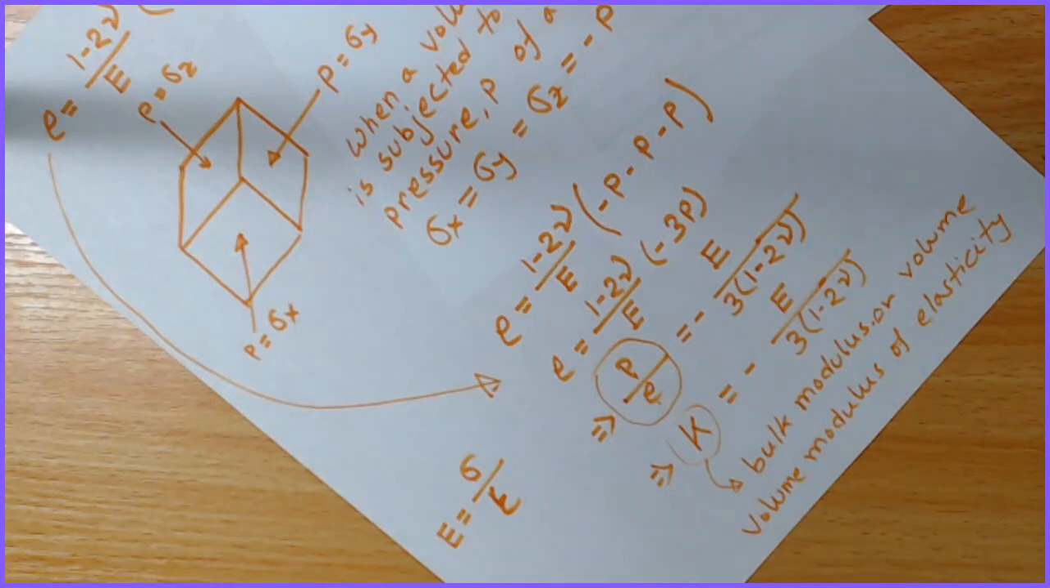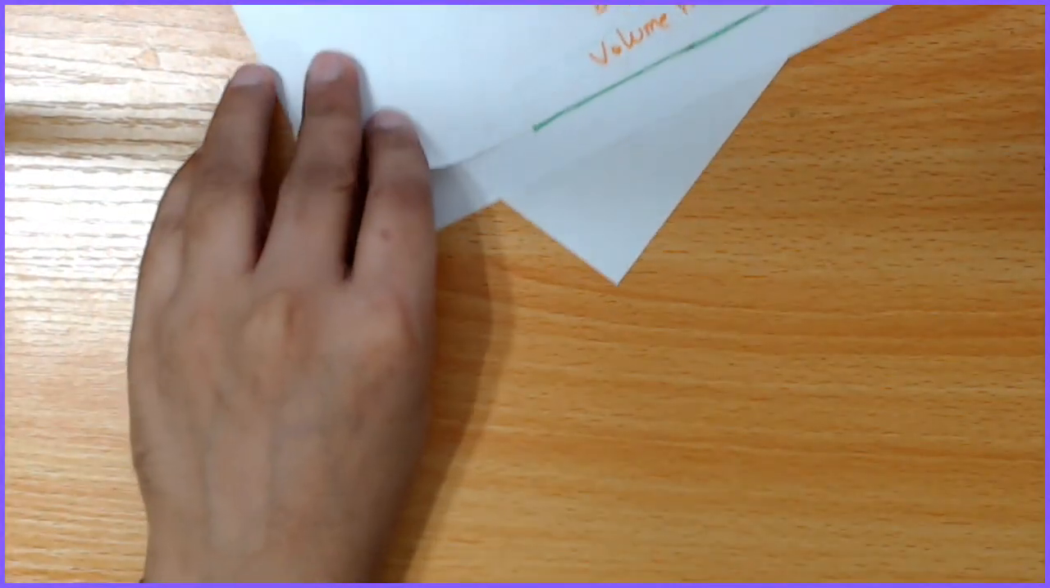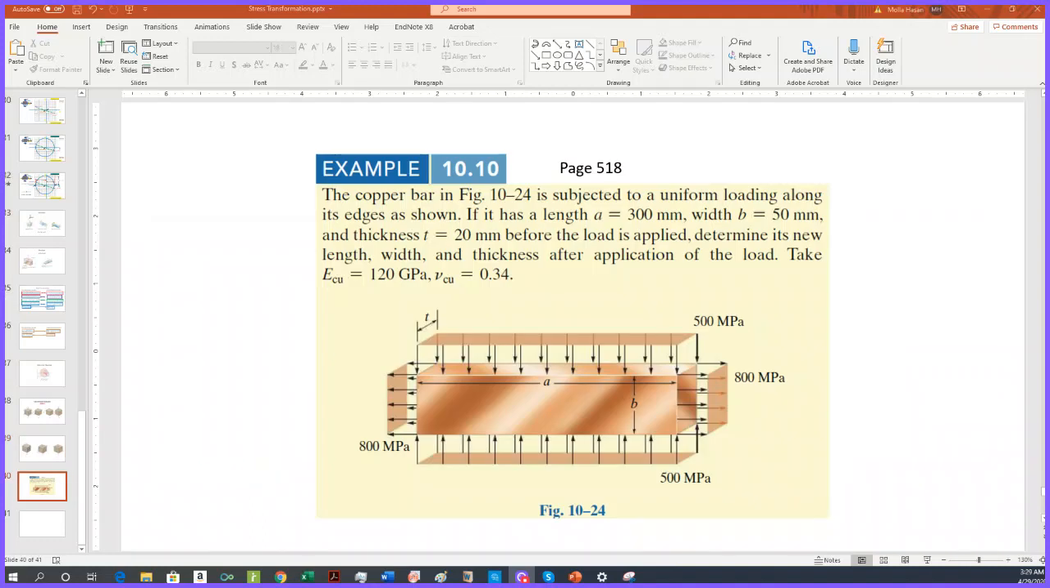So next we are going to solve an example problem. The example problem we are going to solve is example 10.10, and it is in the book, page 518.